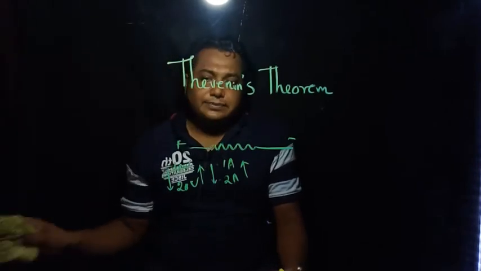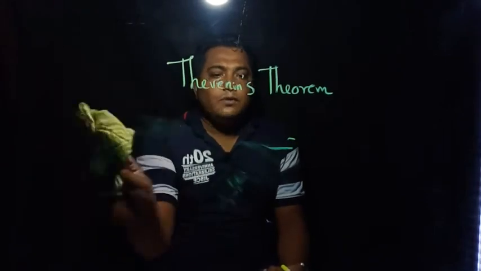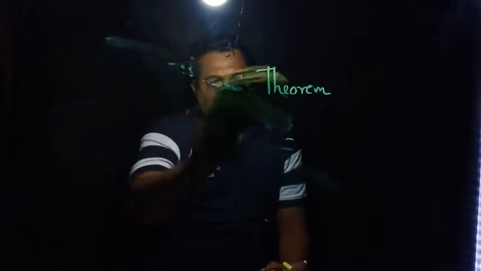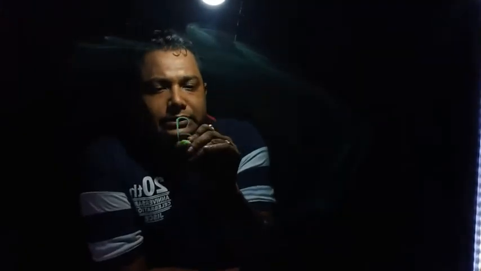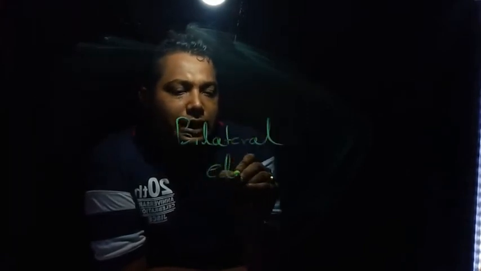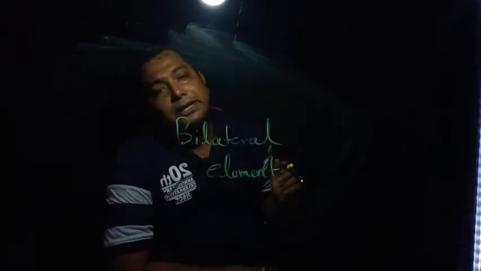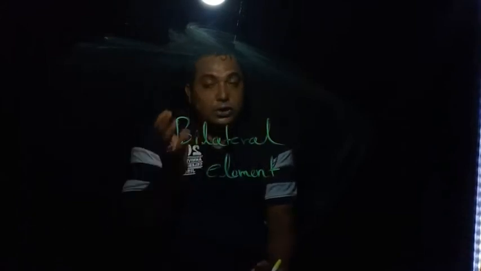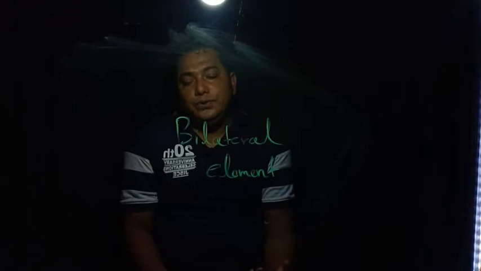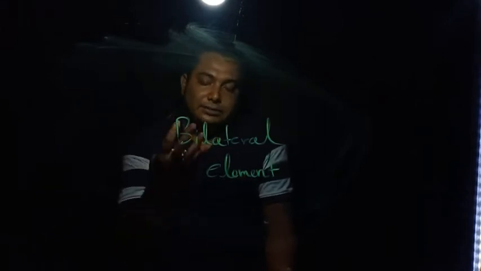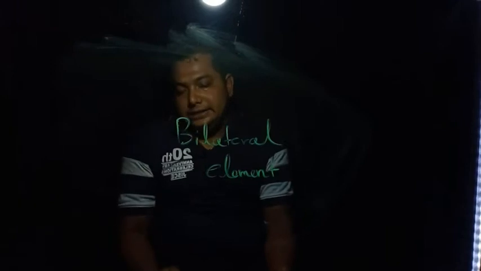Now coming to the next: what is a bilateral element? From the name we can say that bi means both, so a bilateral circuit contains bilateral elements. And what is a bilateral element? An element through which current can flow in both directions.